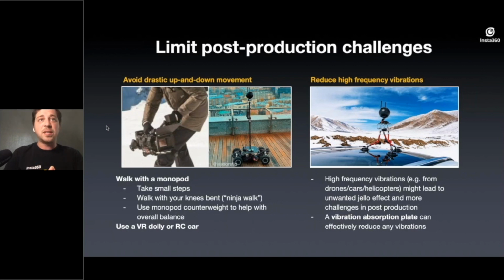The second thing that we've seen as a common occurrence is high frequency vibrations. Now these are normal in motion shots, things like drones, cars, helicopters. You're gonna notice that because of the way that the vehicle is vibrating, the camera's gonna pick all that up. So what we recommend is a simple vibration absorption plate that can reduce all of these vibrations. It's a simple fix, and it'll save you a lot of time in post. Now, again, if you do happen to have these high frequency vibrations or the Z-axis bounce, the Mistika software is going to show you how to remove all this.